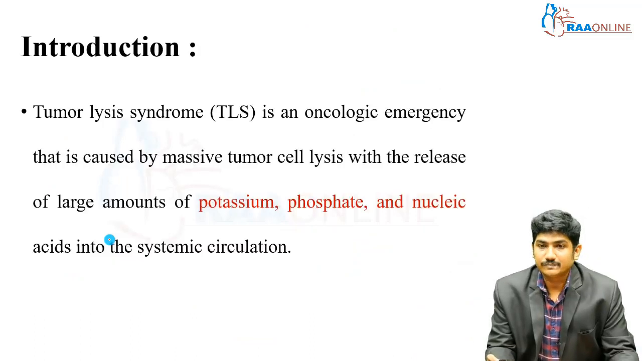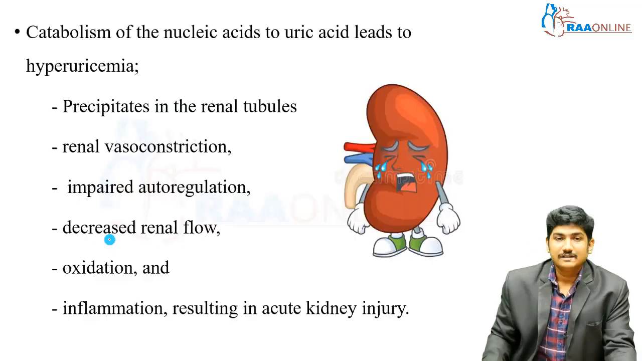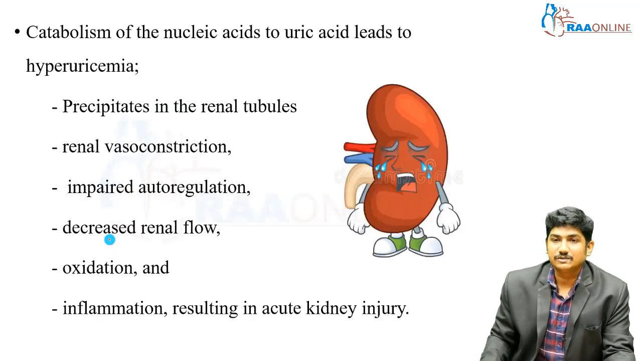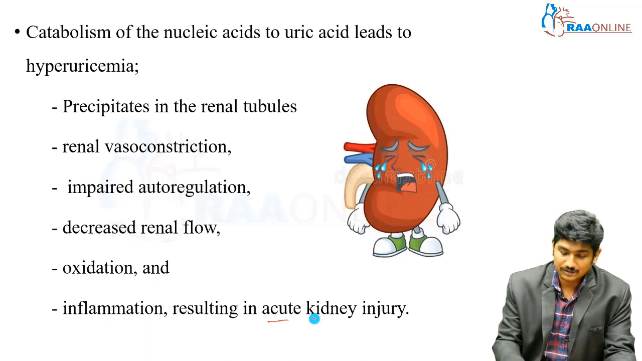Tumor lysis syndrome is an oncologic emergency that is caused by massive tumor cell lysis with the release of large amounts of potassium, phosphate and nucleic acids into the systemic circulation. Catabolism of these nucleic acids to uric acid leads to hyperuricemia. This hyperuricemia causes AKI, acute kidney injury, through precipitation in the renal tubules, renal vasoconstriction, impaired autoregulation, decreased renal flow, oxidative damage and inflammation, ultimately resulting in acute kidney injury.